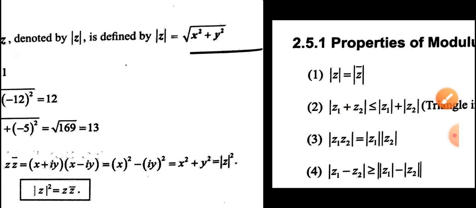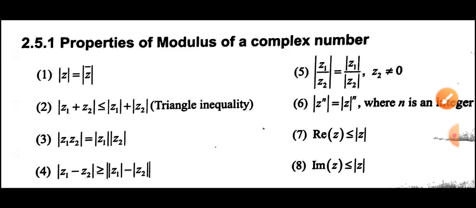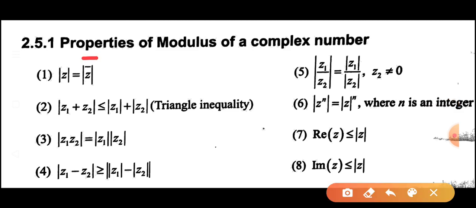Now we are going to know some properties of the modulus of a complex number. Here we have 8 properties. First one: modulus z equals modulus z bar. Do you understand? Modulus z equals modulus z bar.